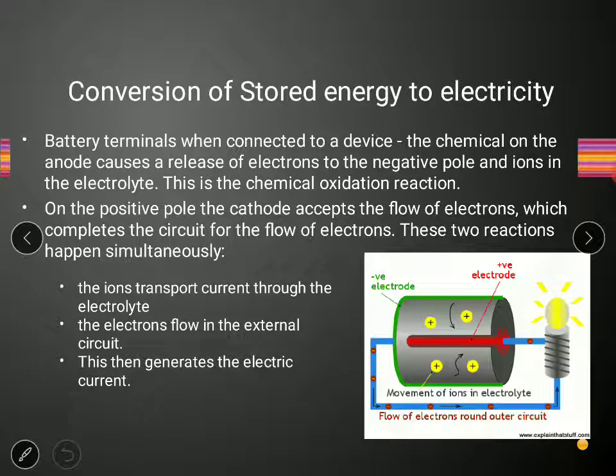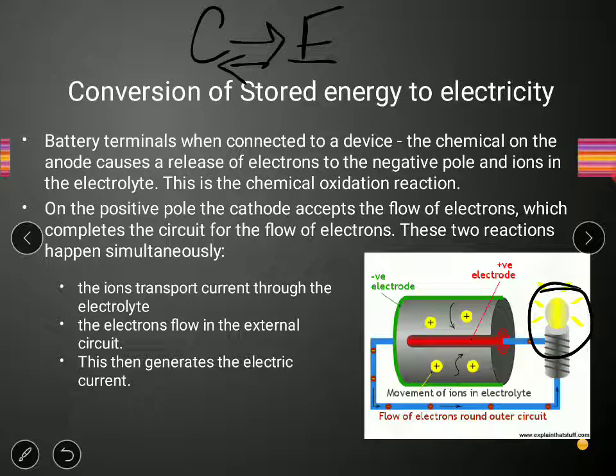So the first thing is conversion of stored energy to electricity. Here we are converting the chemical energy to electrical energy, but the reverse is also possible. We can also convert electrical energy into chemical energy, which I am going to talk about in the next slide. When the battery terminal is connected to a device, let's say a bulb for example, and the battery is charged, the bulb will drain out the electrons, as a result of which it works. So this is a very simple thing.